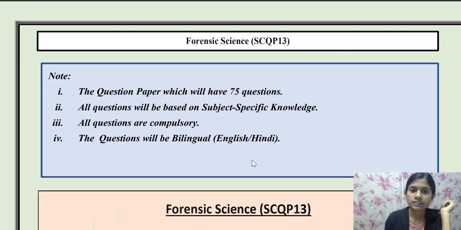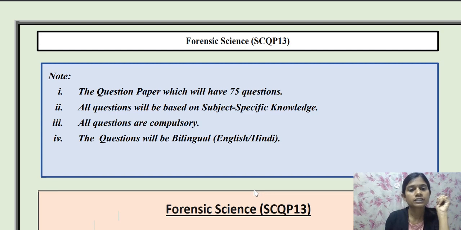The syllabus has different topics under Forensic Science, and the question paper will have 75 questions. All questions are subject specific only. It means they will ask questions only from the syllabus mentioned in this PDF of SCQP 13. There are only 75 questions, not 100 questions like the old pattern.